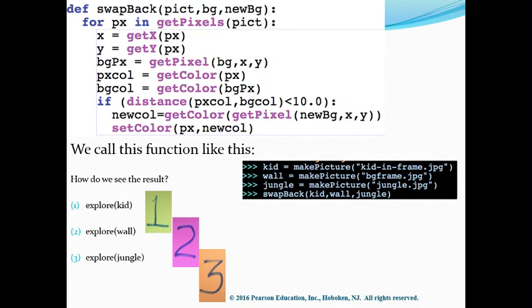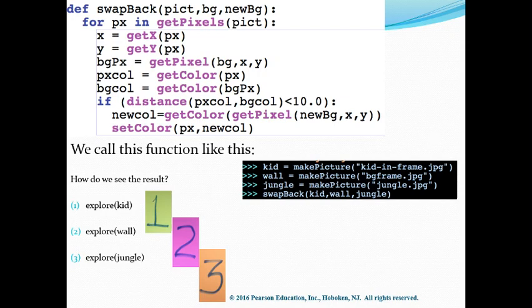How do we see the result? Okay, so we say kid equals make picture. We get a picture of a kid, we get a picture of a wall, and we get a picture of a jungle. We pass in three: kid, wall, and jungle. So how do we see the result?